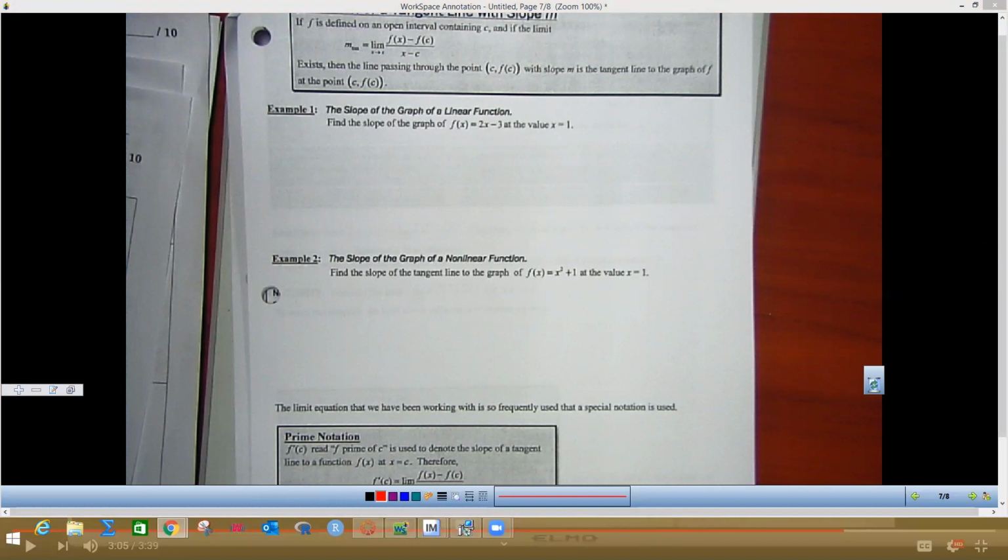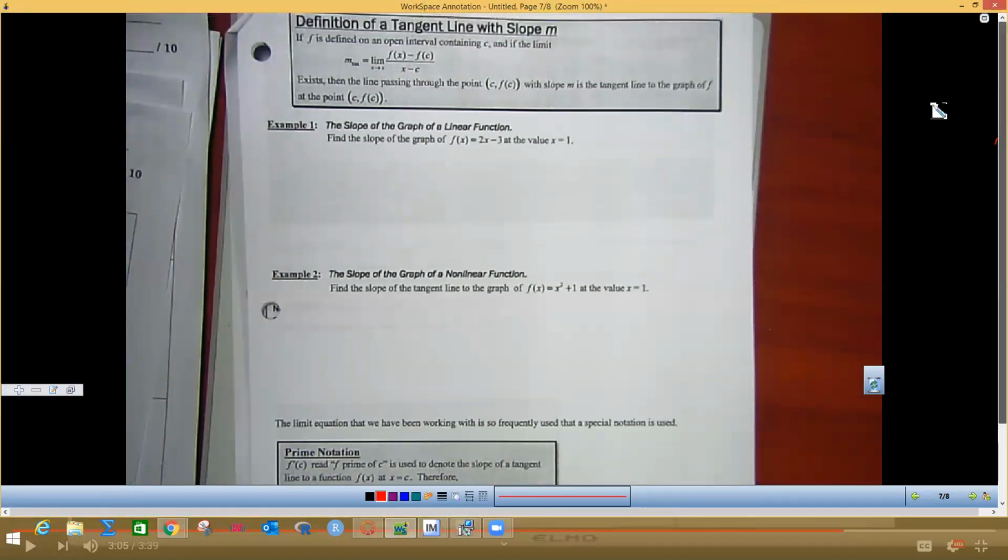So the definition is going to be, move that back up a little bit, sorry. If f is defined on an open interval containing C, and if the limit that we just found exists, then the line passing through the point C, f of C with the slope M is the tangent line to the graph of f at the point C, f of C. So in other words, we're basically trying to say we're making it at the same point.